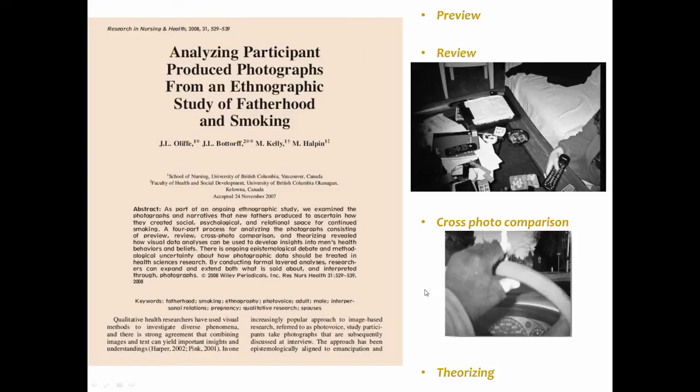With the men who smoked, the dads who smoked, we also did one other thing in the interview, and that was we inserted these different anti-smoking campaigns, just simple pictures, and asked them what their reading of those pictures were in terms of whether it would influence their smoking practices or not.